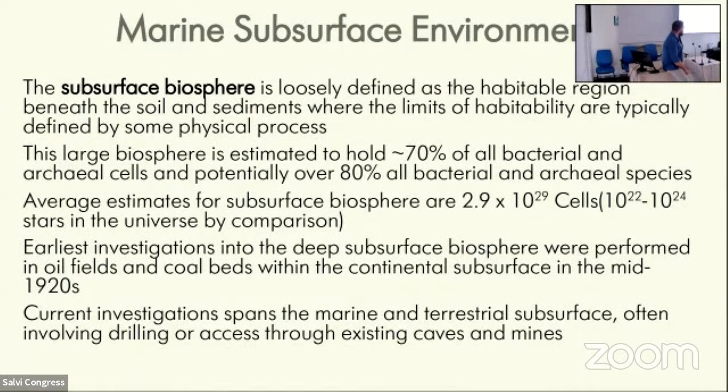So at the moment, subsurface biosphere, so life in the subsurface, is loosely defined as the region beneath soil and sediments where the limits of habitability are defined by physical processes. Most typically, this is temperature. So we define the habitable zone in the subsurface from the surface or near surface sediment and soil, all the way down to temperatures of 130, 135, depending where you want to put your limit. We know we can grow things up to 122 in the lab. We know the environment might be a little more.